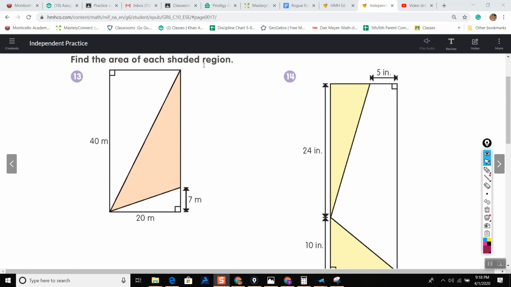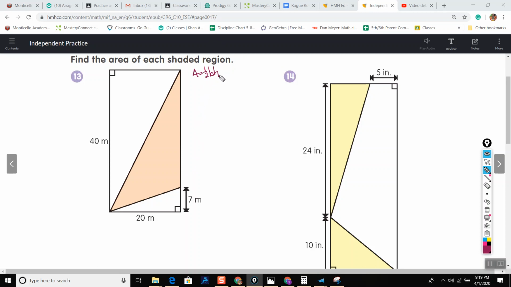Okay, here we are, 171. We're going to find the area of the shaded region, so this part right here. Sometimes we're going to have to find the rectangle first and then move from that, but in this case, we don't need to do that. So we're just going to find the area of the triangle.